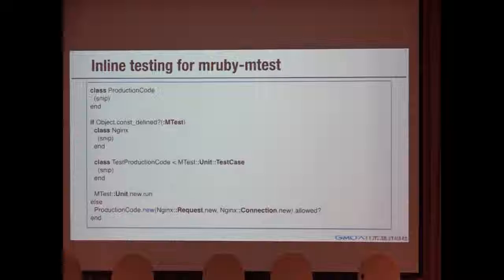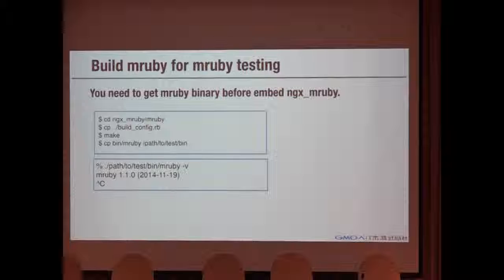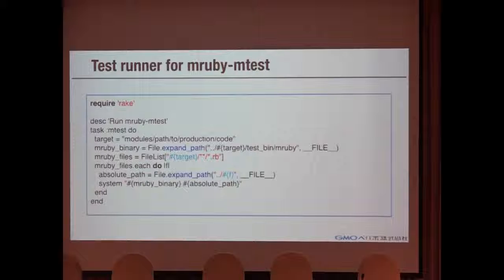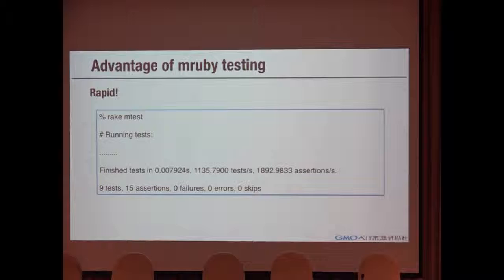We need a separate mruby binary for NGINX mruby. This instruction shows how to build only the mruby binary before embedding in NGINX. We gathered our mruby binary with this instruction. I wrote this rake task for mruby testing. It is a simple rake task. I can invoke this task and the results are here. Mruby testing is 3 times faster than CRuby testing. The elapsed time is 7 microseconds. It's so fast.